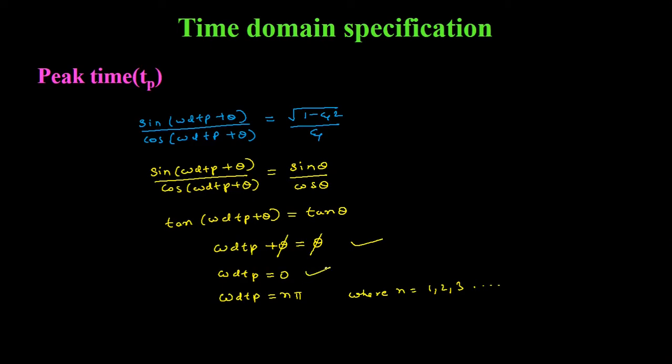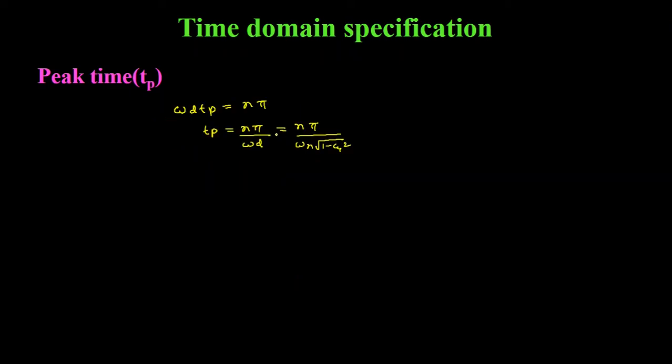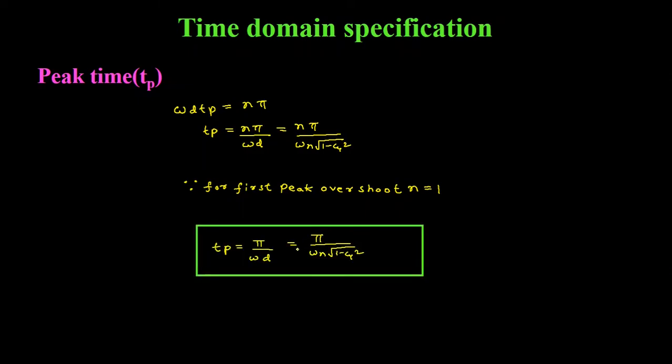Trigonometrically, this equation will be true only if omega d Tp is equal to n pi, where n can take the value 1, 2, 3, etc. Now, from this equation, Tp will be equal to n pi upon omega d. Since omega d is equal to omega n into under root 1 minus zeta square, we will get Tp equal to n pi upon omega n into under root 1 minus zeta square. But peak time is defined for the first peak overshoot. Therefore, at first peak overshoot, n is equal to 1. So when we keep n equal to 1 in this equation, we will get peak time Tp equal to pi upon omega d, which is equal to pi upon omega n into under root 1 minus zeta square.